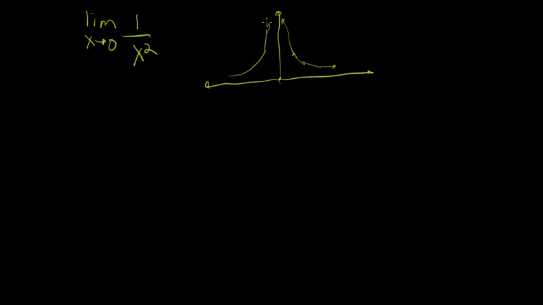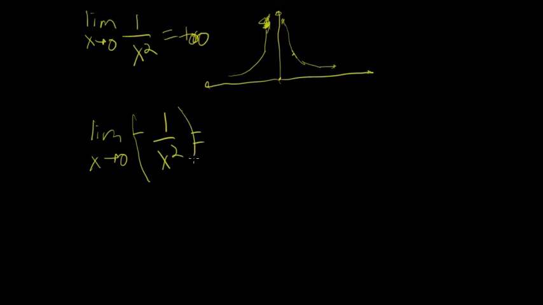You square a negative number, it's still positive. So as x tends to 0, both coming in from the right and the left, f of x tends to positive infinity. So we say this limit is positive infinity. Some teachers would write this as the limit does not exist, but some prefer you say it's positive infinity. And we'll look at one more. The limit as x tends to 0 of negative 1 over x squared.